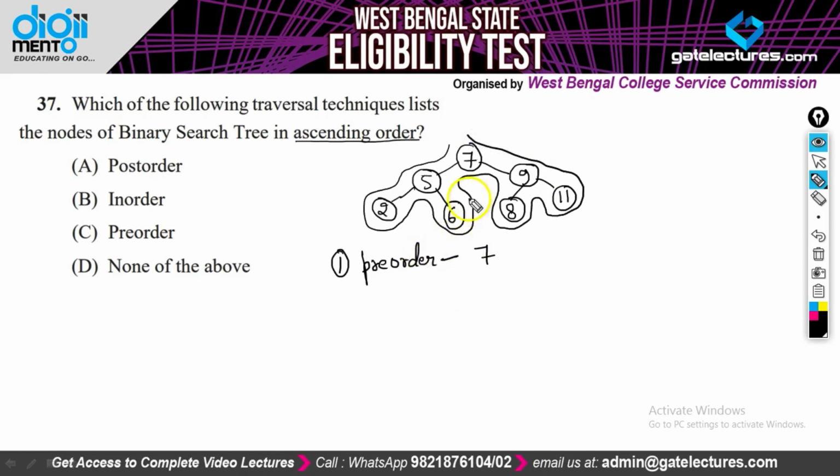So what is my pre-order? It is 7. Then I'm visiting 5, then 2, then I'm visiting 6, then I have already visited 7, then new node is 9, then 8, and then 11. So this is my pre-order. Let's check my next, in-order.